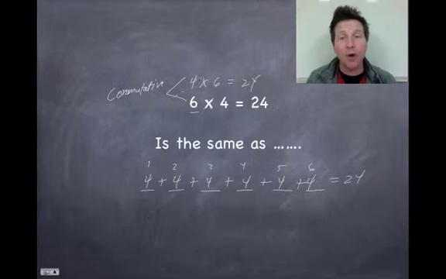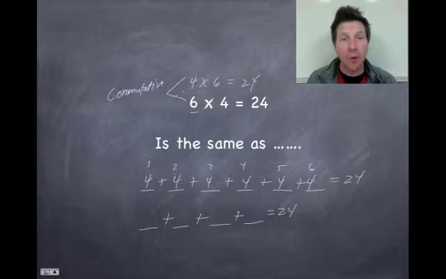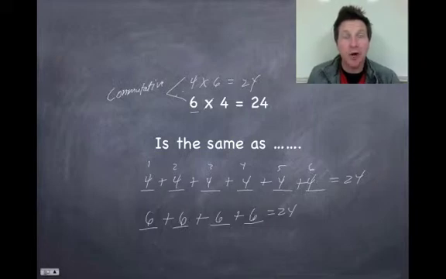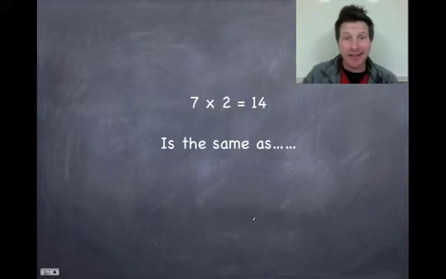So if we have 4 groups of 6, we'll just use the same strategy. We'll draw our 4 groups, 1, 2, 3, 4, and we know it's going to equal 24. And then we would put our plus signs in between these blanks, and then what's the number that we're going to add 4 times? 4 groups of 6. There's 6 in each group, so 6 plus 6 plus 6 plus 6 also equals 24. Simple as that. Last one.